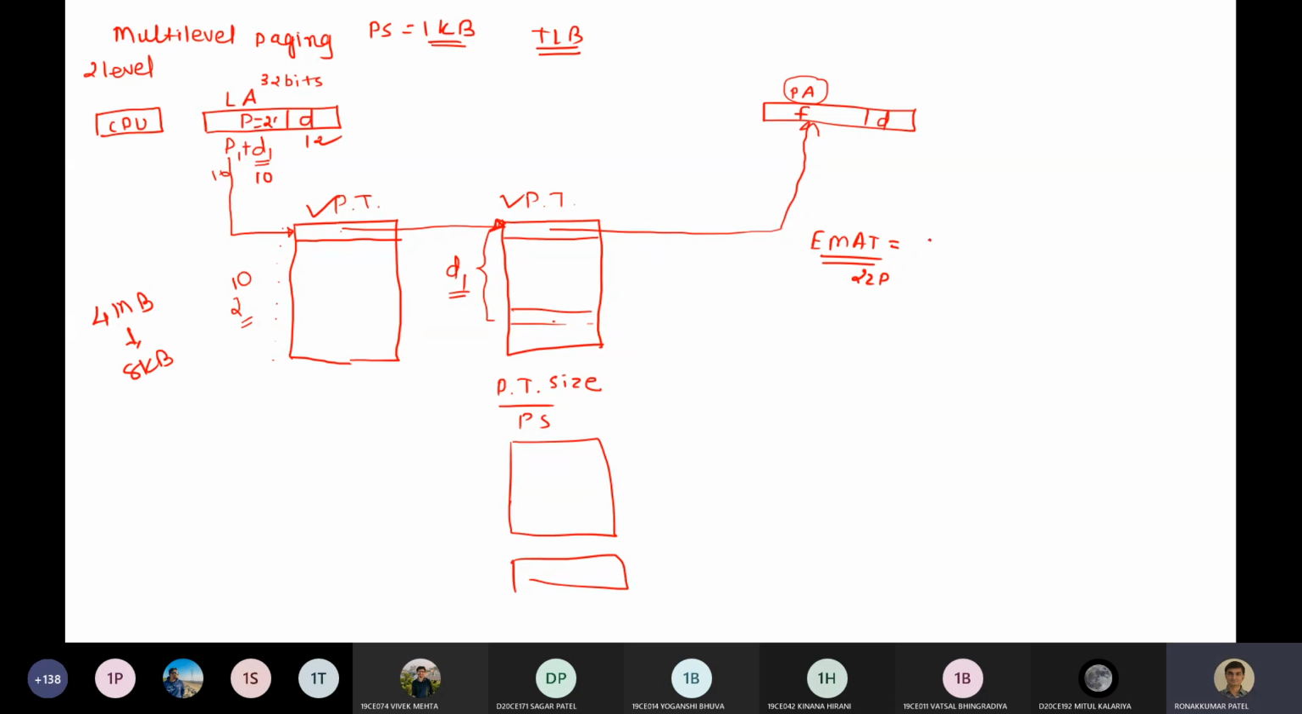If it is without TLB, then what will happen? First, I need to find the entry in memory, so M. Then from this, I need to search in this page table, which is also in main memory, M, and from that I'm getting the physical address. That is also in main memory, so that is M. So that is 3M without TLB. And if I consider the TLB, then what will be the effective memory access time equation?